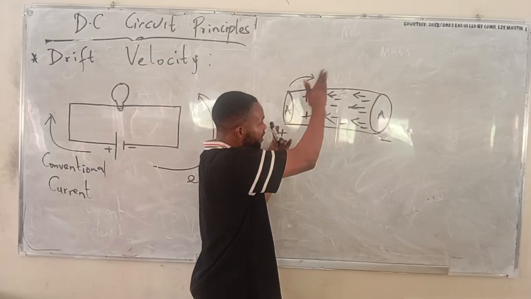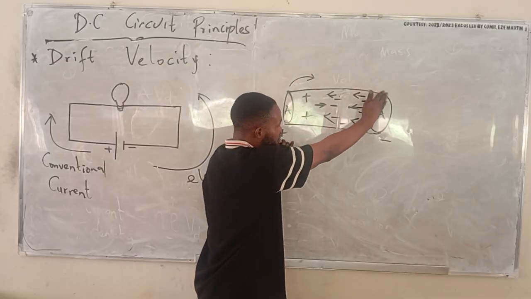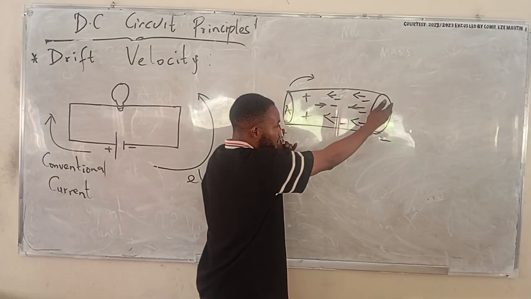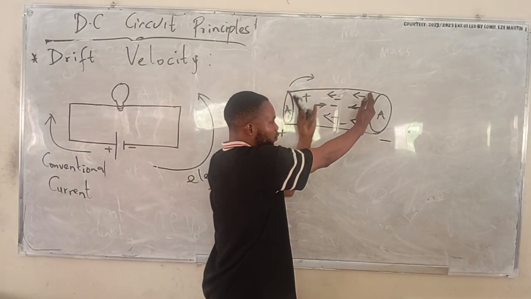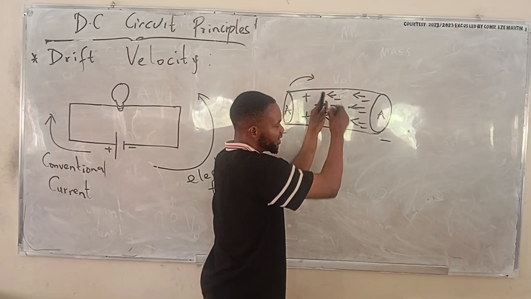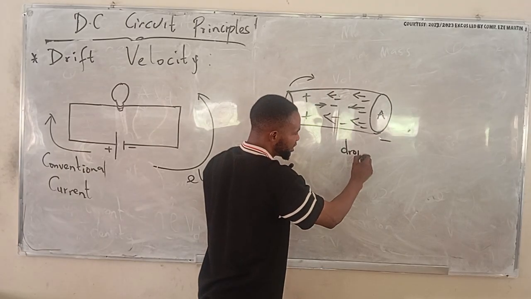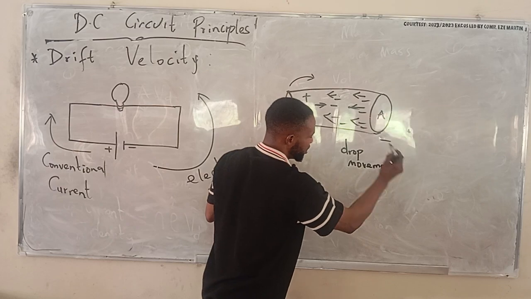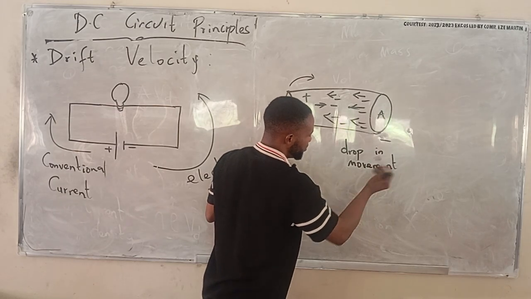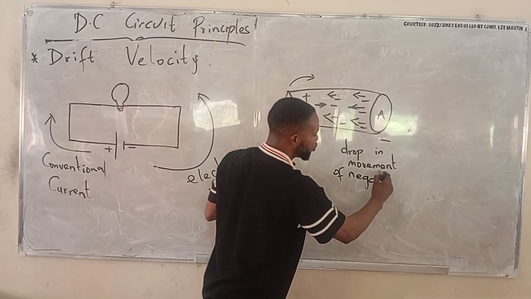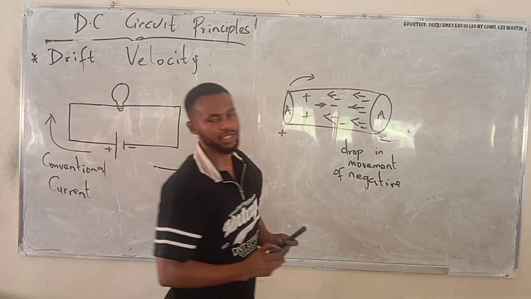Positive charge is heavy, no collision. It will just be moving on its own. While the negative charges that are in excess, that are supposed to be moving, will be colliding with each other. So as they collide, there will be drop in the movement. That drop in the movement of negative charges is what you call drift velocity.